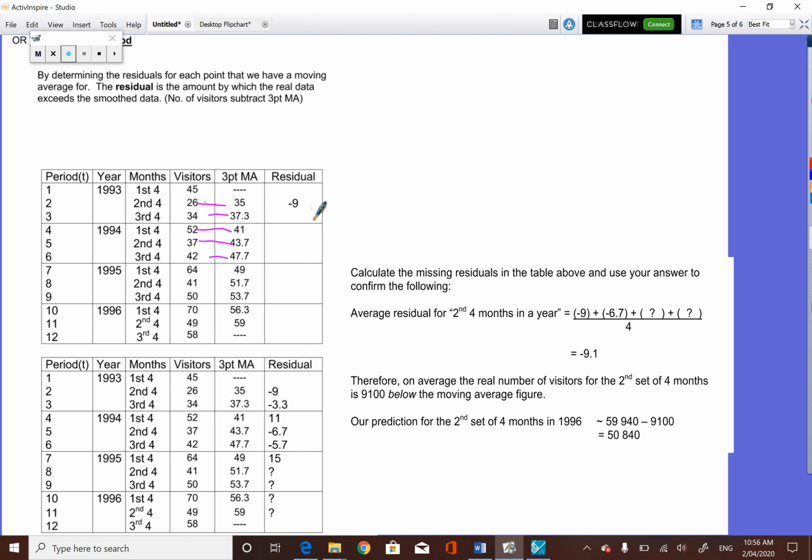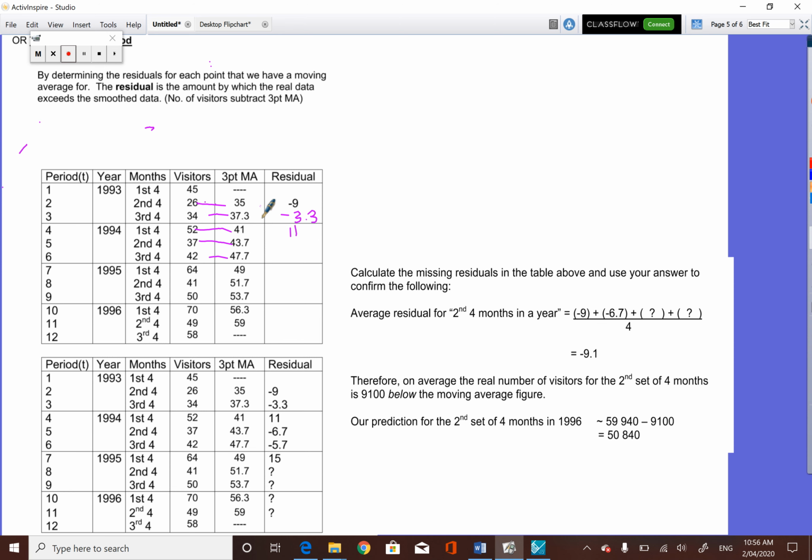So for example, the first one's 9. If I did 34 take 37.3, I'd get minus 3.3, as you can see on the table below anyway. And then if I did it again, 52 take 41, I'd have a positive 11. So these numbers are showing how far above or below the 3-point moving average it is.